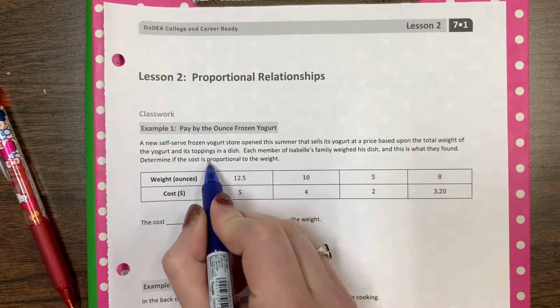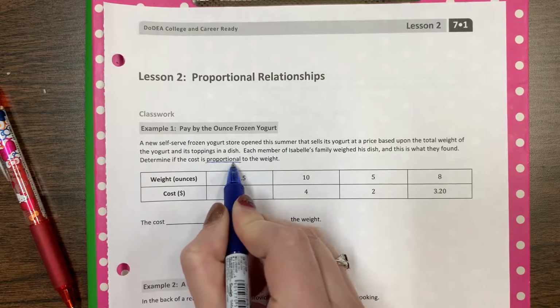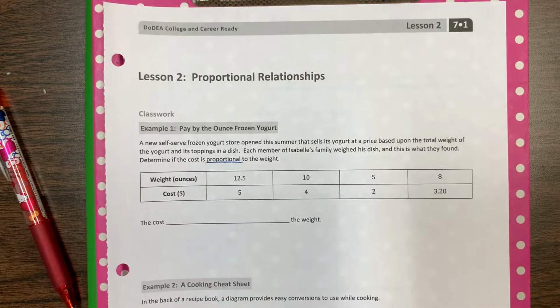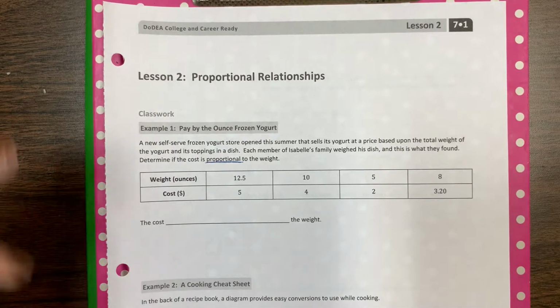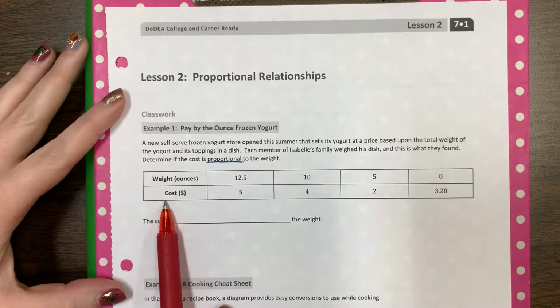So remember, when we're talking about trying to find if something is proportional, it means that we have to have a consistent unit rate across. So let's first identify the different parts that we have. It gave us our weight and it gave us our cost.